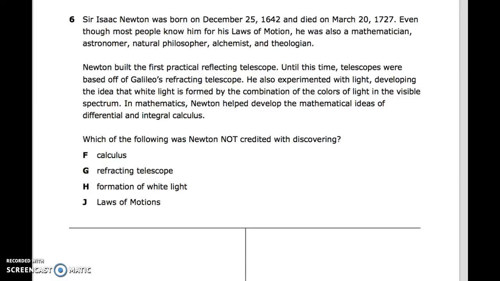In mathematics, Newton helped develop the mathematical ideas of differential and integral calculus. Which of the following was Newton not credited with discovering? F. Calculus, G. Refracting telescope, H. Formation of white light, J. Laws of motion.